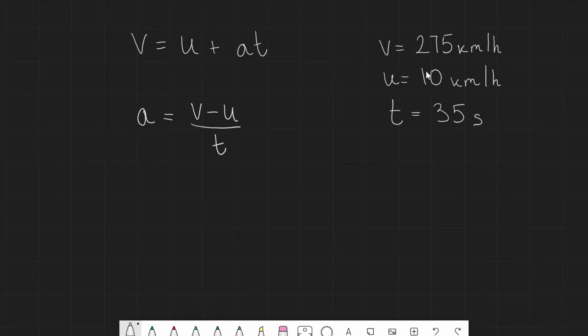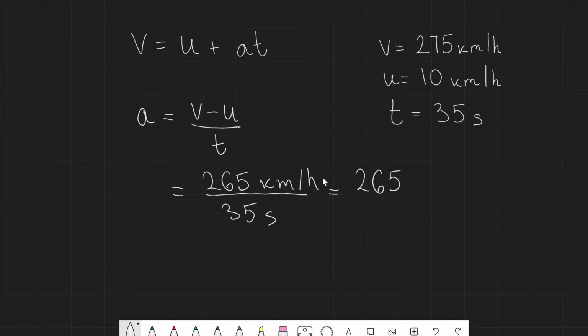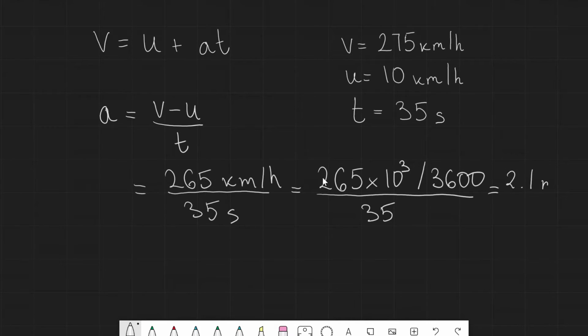Now v minus u, that's 275 take away 10 kilometers per hour. So this will be equal to 265 kilometers per hour divided by 35 seconds. Now before we can proceed, we need to convert the kilometers per hour to meters per second. So in order to do so, we need to multiply by 1,000 because 1 kilometer contains 1,000 meters, and we need to divide by 3,600 because 1 hour contains 3,600 seconds. So this will be equal to 265 times 10^3 divided by 3,600. And now let's just divide by 35. And if we put that into a calculator, we are going to get 2.1 meters per second squared of acceleration.